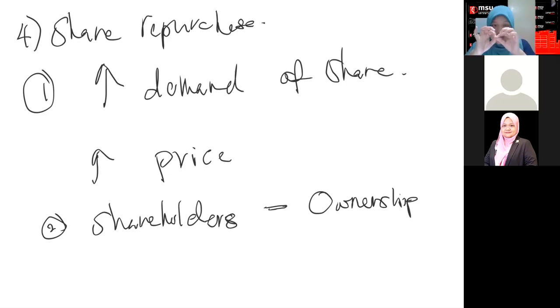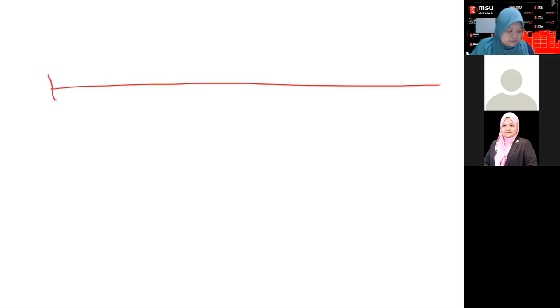So the timeline of dividend payment starts with the declaration date. The company will start to declare what types of dividend they are going to use and when the dividend will be distributed. So it starts with the declaration date.